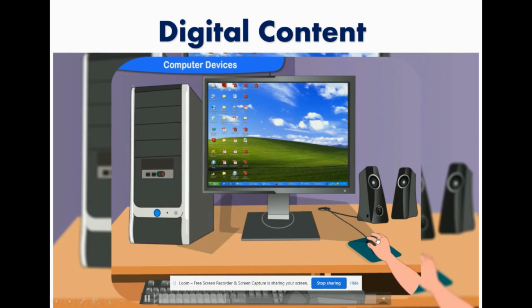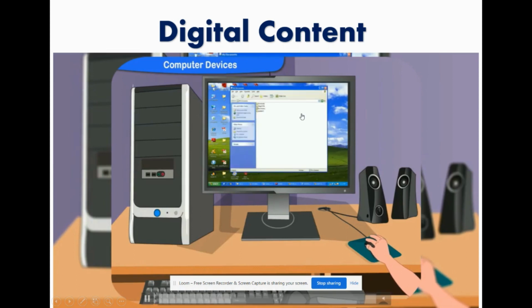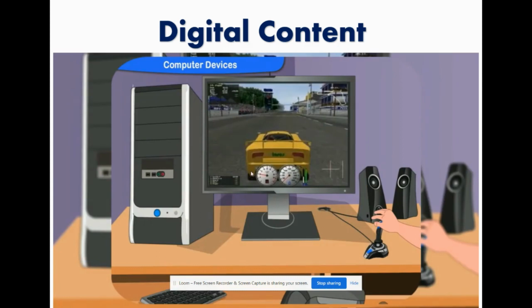Then I am going to drag the mouse. You can see I can move the mouse over the icons along with the graphical user interface you are seeing on the monitor. Now I am using the joystick to assist my game. I am playing a game with the help of the joystick.